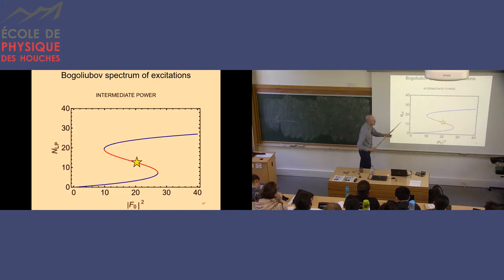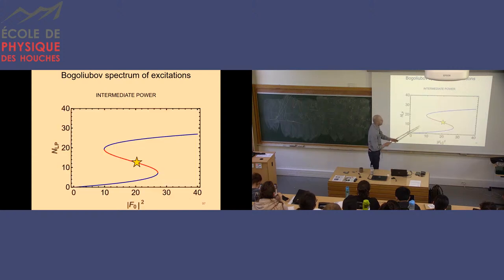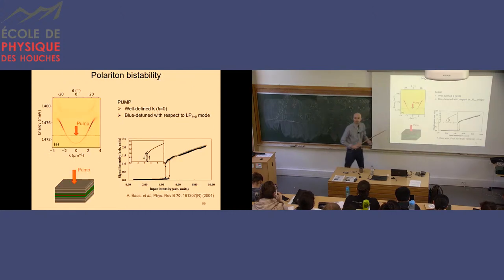If I go in the middle here, in this branch, I can calculate again the Bogoliubov excitation spectrum. Alors the real part, the energy spectrum, looks a little bit weird here. These eigenvalues collapse to zero. And at this point, actually, the imaginary part becomes positive. Okay? So when we are on the middle branch here, we have actually an unstable solution. And this goes back to what I was saying before, that we are going to have some bistable kind of behavior. And this has been observed in the early 2000s.